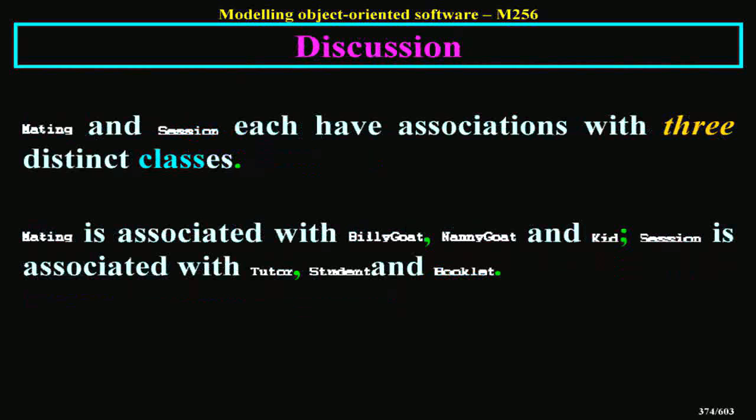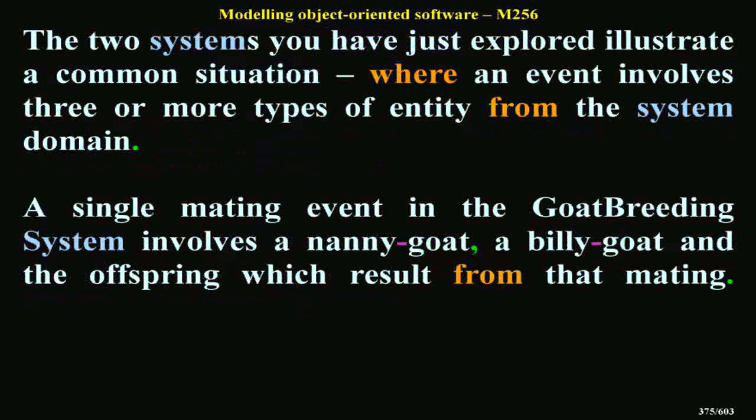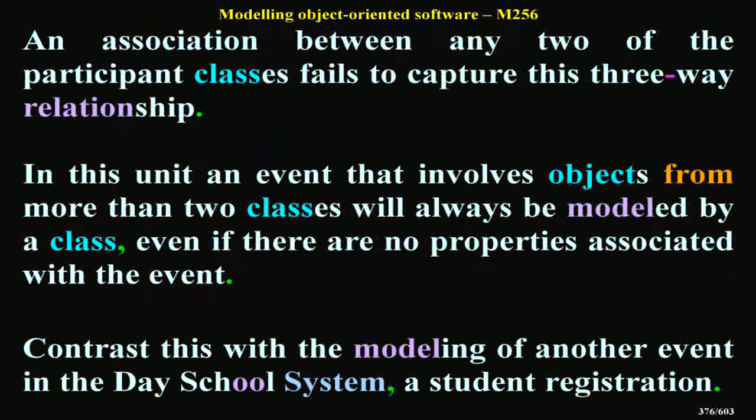Discussion. And each have associations with three distinct classes. Is associated with, and. Is associated with, and. The two systems you have just explored illustrate a common situation where an event involves three or more types of entity from the system domain. A single mating event in the goat breeding system involves a nanny goat, a Billy goat, and the offspring which result from that mating. An association between any two of the participant classes fails to capture this three-way relationship.